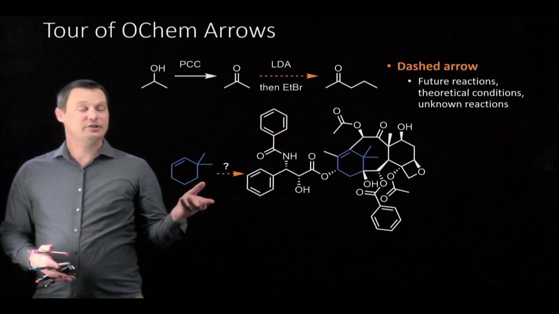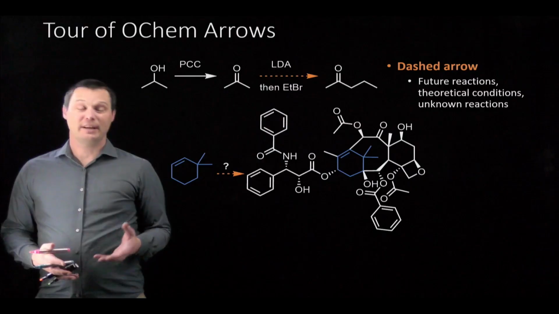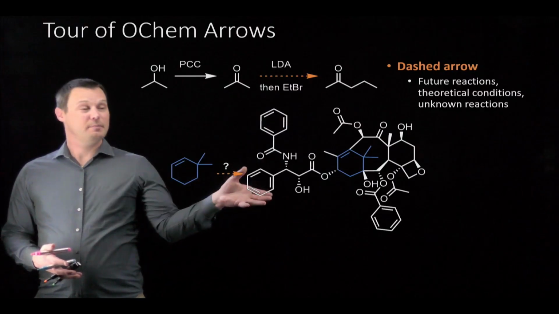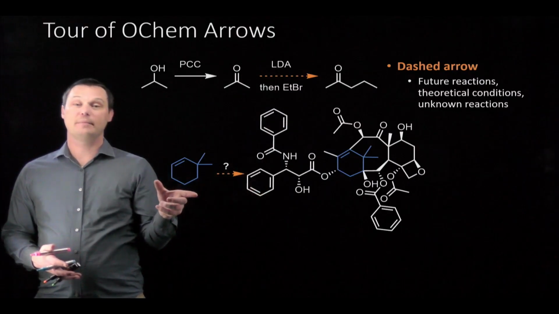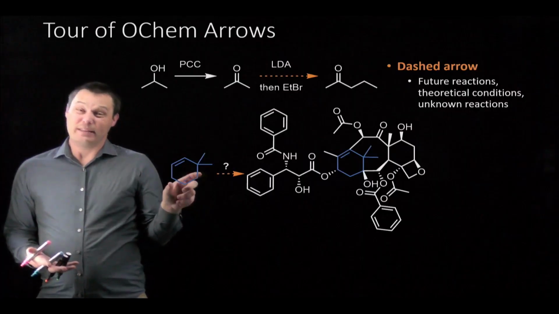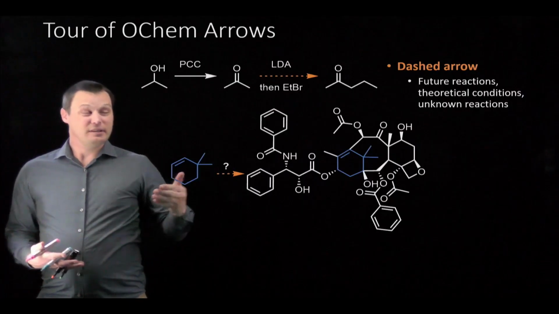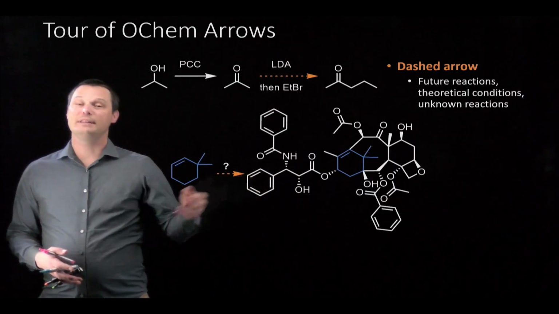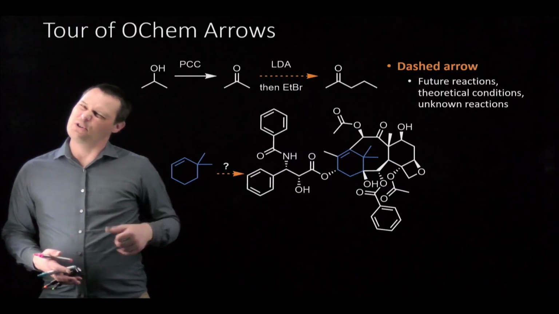We can also use the dashed arrow to show unknown reaction conditions, such as if you were an ambitious chemist and wanted to make the molecule Taxol from dimethyl cyclohexene. It's unknown at this time what reagents you would actually need to pull off this transformation, so we would use the dashed arrow. Eventually, I think it would turn into our next kind of arrow.